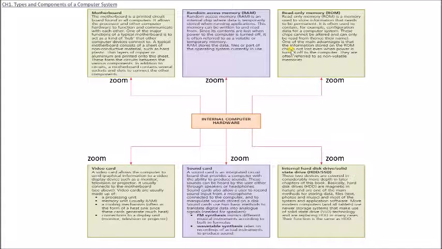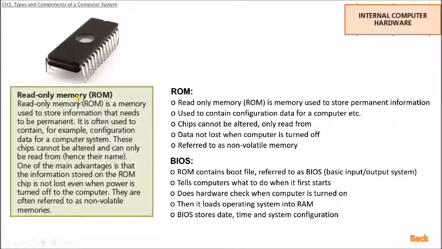Now, ROM, the other type of memory. Let's zoom in. Now, read-only memory, which is referred to as ROM. This is the shape of our ROM. It is a memory used to store information that needs to be permanent. So it will be stored in the factory, not by us as users. It's often used to contain configuration data for the computer system. These chips cannot be altered and can only be read from.